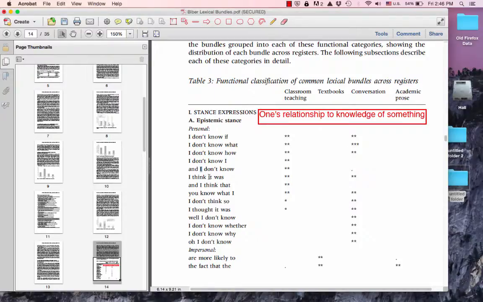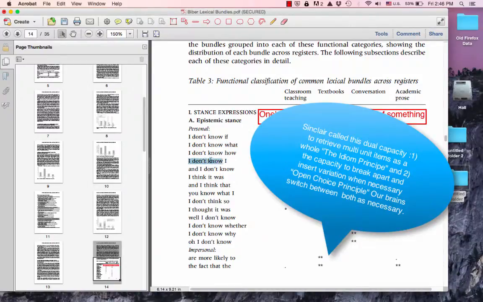It has the capacity to break its own bundles down, okay? But that becomes a different part of the language mechanism that's able to pierce the boundaries of this stored item and make changes only when they're necessary. If the changes are not necessary, then the brain is likely to just take this single unit from long-term memory and, for the purposes of fluency, use it. Okay? So in classroom teaching and conversation, we find these bundles.